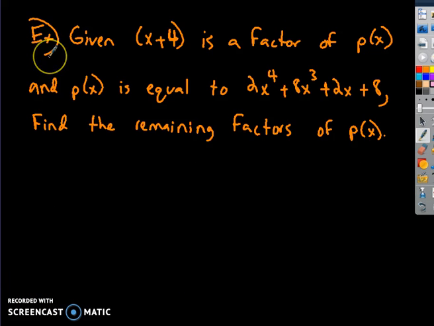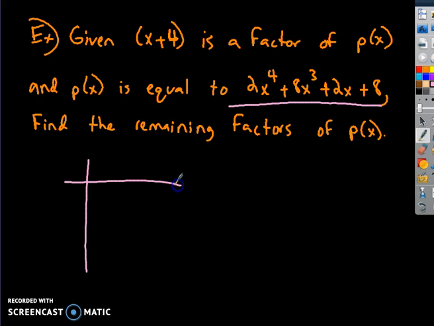Moving forward. Okay, so given x plus 4 is a factor of P of x, and P of x is equal to this, find the remaining factors of P of x. Now, true, I think you can factor this by grouping pretty easily. I'm going to do it, though, using synthetic division here. So what I know for certain is this is a negative 4, and the coefficients are 2, 8. It skips the squared, so you plug in a 0 to hold its place. Then 2, and then 8 again.